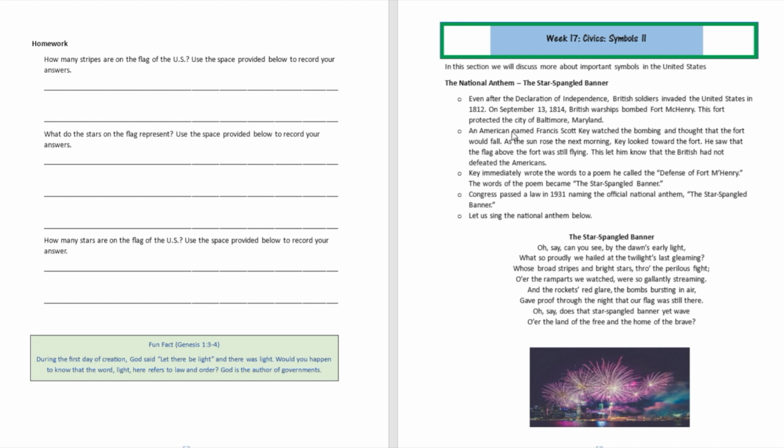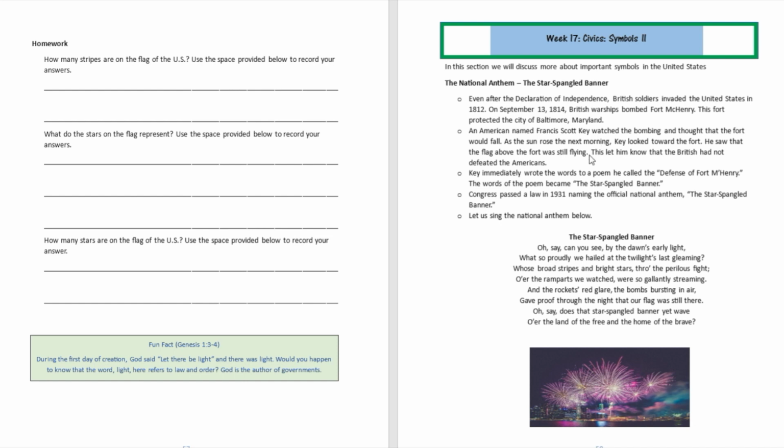Even after the Declaration of Independence, British soldiers invaded the United States in 1812. We declared independence in 1776 from Great Britain, but still in the early 1800s, Great Britain wouldn't let go. So they came and invaded the United States in 1812. And on September 13, 1814, British warships literally bombed Fort McHenry. This fort protected the city of Baltimore in Maryland.